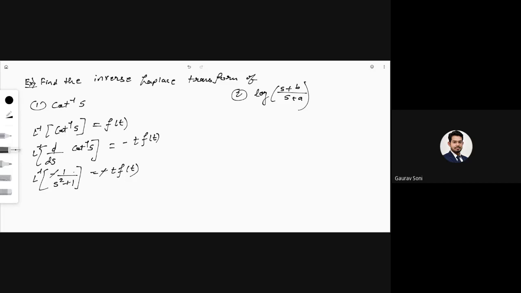So Laplace inverse of 1 upon s square plus 1, which is sine of t, is equal to t times f of t, which means that f of t is equal to sine t by t. So if you take Laplace of sin t by t, you will get cot inverse of s.